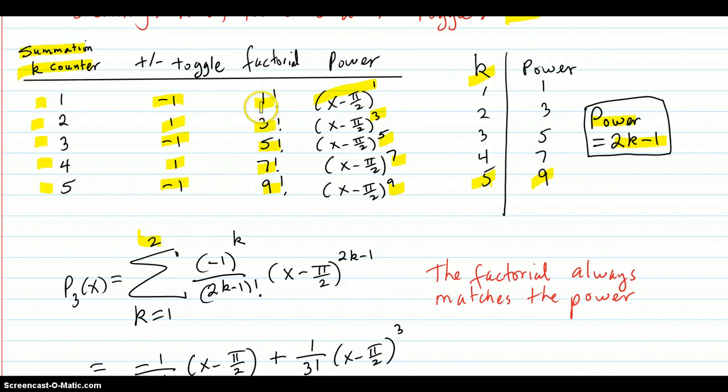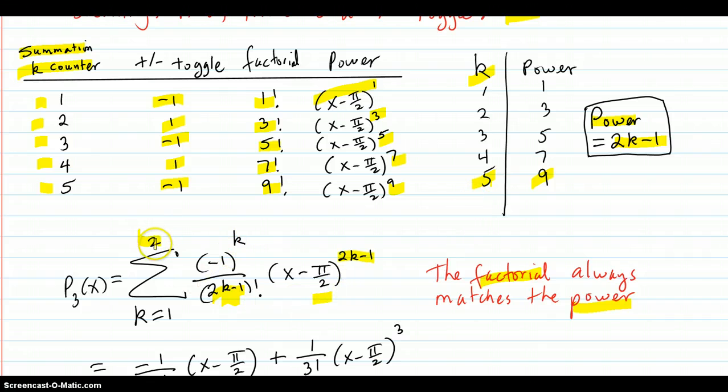Factorial. When k is 1, 2 minus 1 is 1 factorial, check. When k is 2, 2 times 2 is 4, minus 1 is 3 factorial, check. So this factorial is working, and the power always matches up with the factorial. Factorial matches up with the power, and this is your center. So this is your general formula.